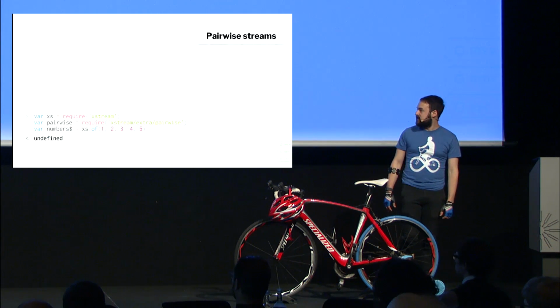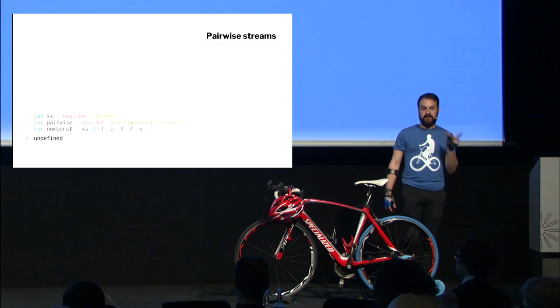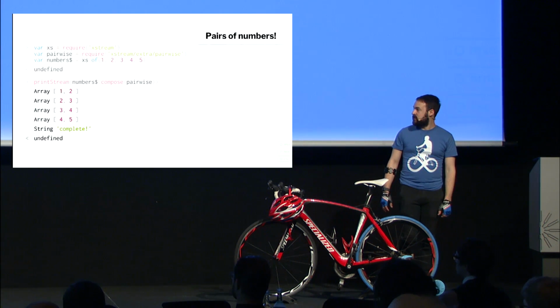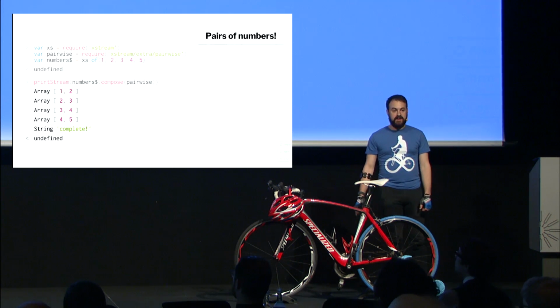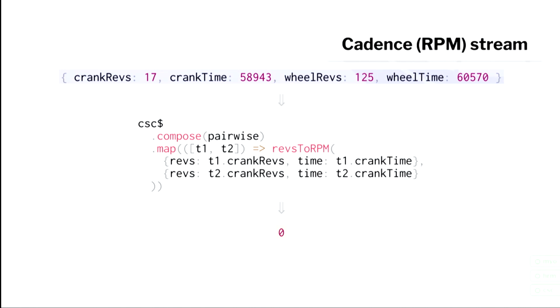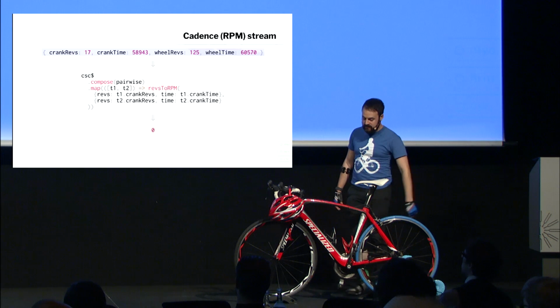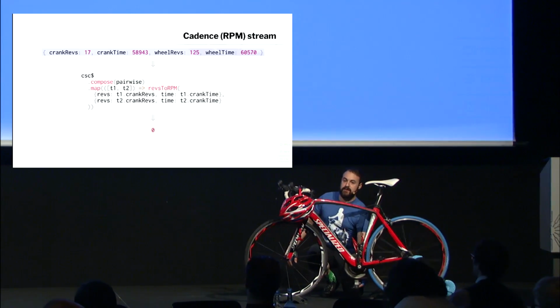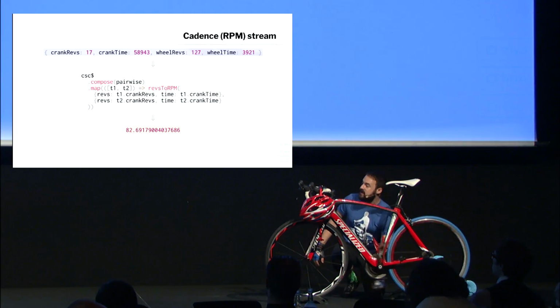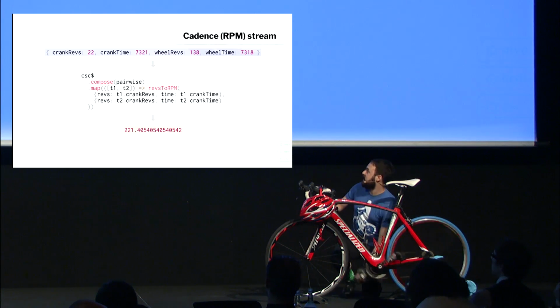What pairwise does is it will emit consecutive values as array pairs of a stream. So if we call print stream on this, you can see 1 to 2, 2 to 3, 3 to 4, et cetera. So we can use this to pair up our samples of data from the bicycle computer, and we can use that to calculate RPM. First, we're going to do cadence. Cyclists like to know how quickly they're turning the pedals, and we measure that as cadence directly as RPM. So this is how quickly I'm turning the pedals right now.